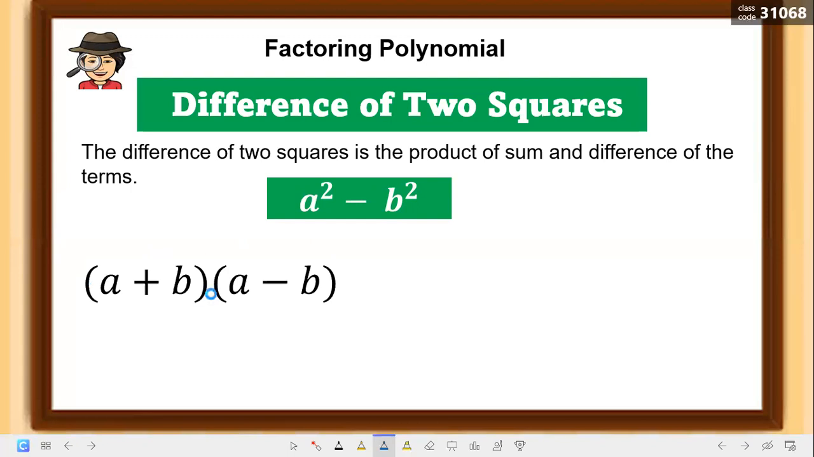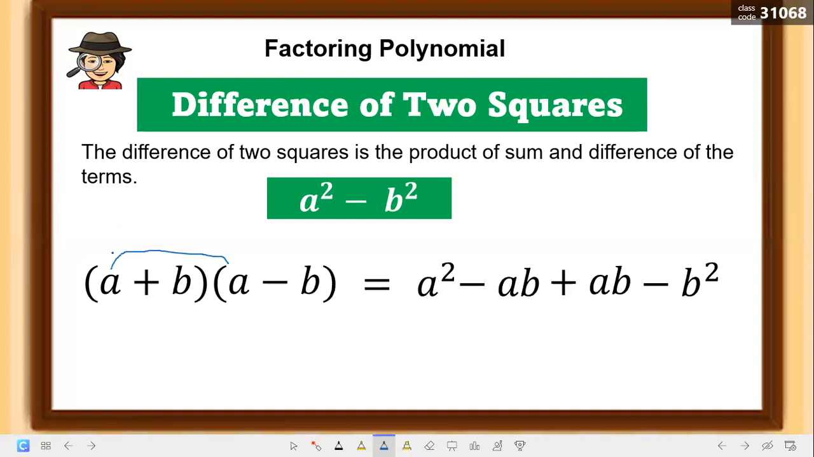Ito yun. Okay? You can show this, same lang siya dito. Kaya a squared minus ab plus ad minus b squared. Okay, remember, this is the first term, outer term, inner term, and last term. Therefore, what do you notice about the middle terms? Yung inner and outer.